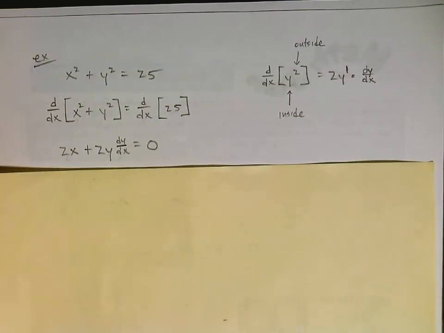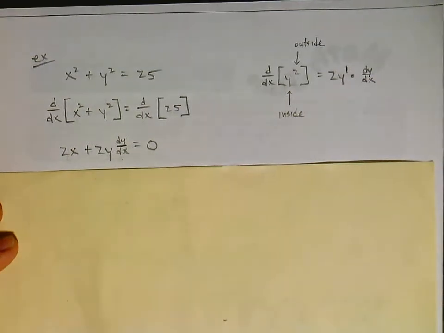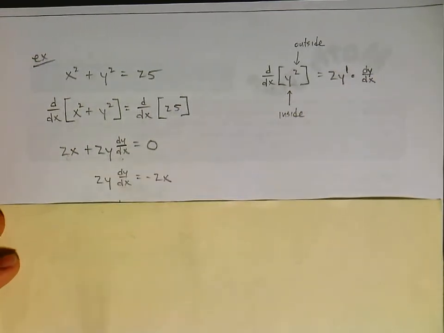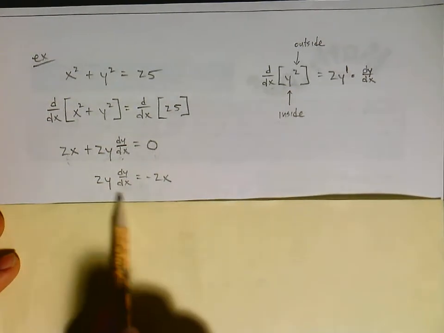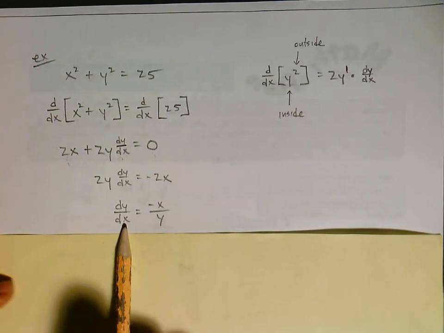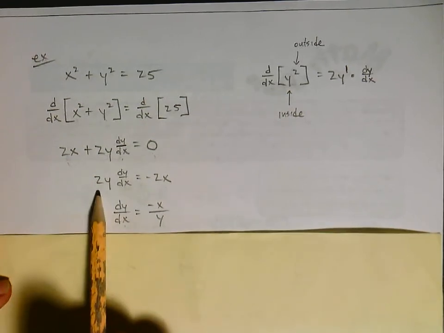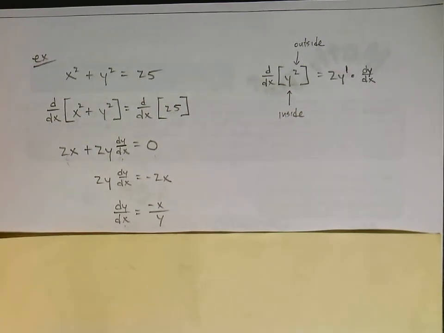Okay, let's move on. So at this point, we've taken the derivative of both sides with respect to x. Now it's time for step number 2. We want to isolate the dy over dx. So how are we going to do that? We're going to subtract the 2x. Then we're going to divide by 2y. And there we have dy over dx isolated. When we divide by that, right, the 2's cancel. We get negative x over y as our derivative.